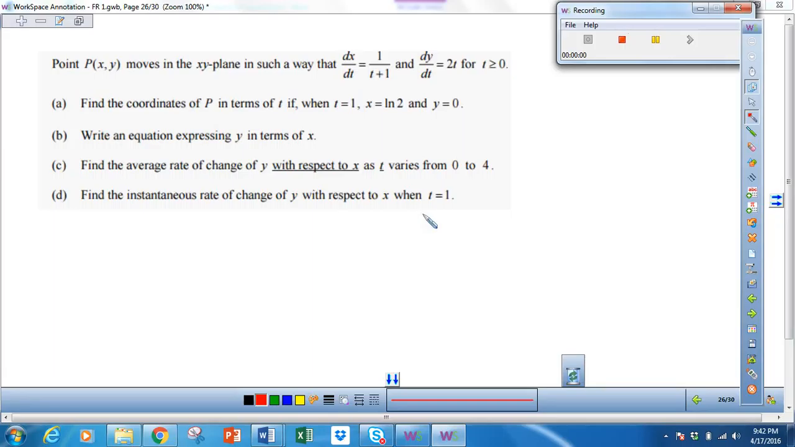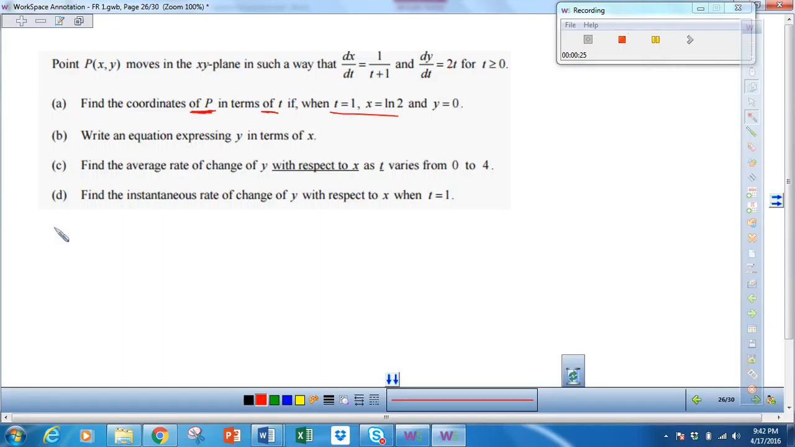Okay, last question. And this question was really meant to be a give-me question. It's from the 1980s, so it is probably a little bit easier than what you would see on an actual AP exam. But I think a lot of you just have forgotten how to do it. So they want you to find the coordinates of P in terms of T. So basically, you had to integrate each of these and use your initial condition. So this was worth 3 points.